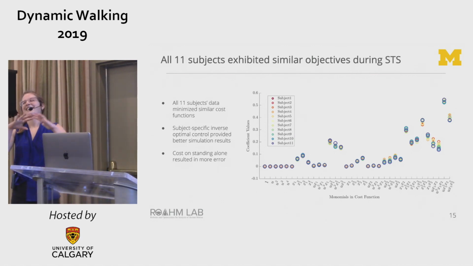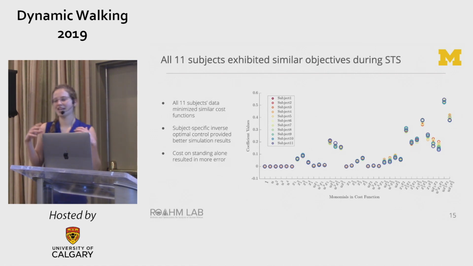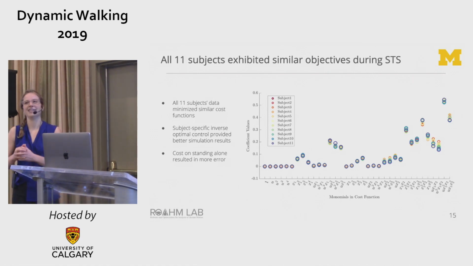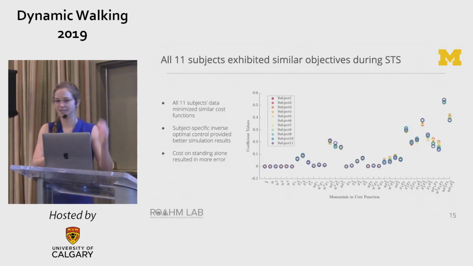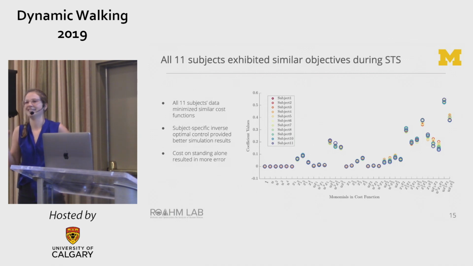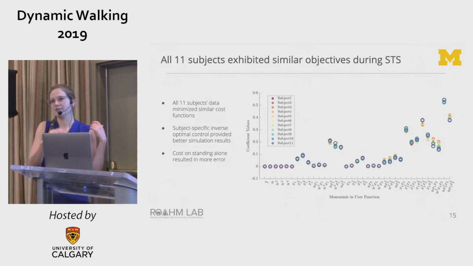So across 11 subjects with our sit-to-stand data, we noticed that the cost functions looked very similar using this inverse optimal control formulation. However, even though they look really similar, it ended up better if we used a subject-specific cost function than using other subjects' cost functions to simulate the left-out subject. And then both of these inverse optimal control leave one out analyses performed better than trying to use a cost that just said get to standing.